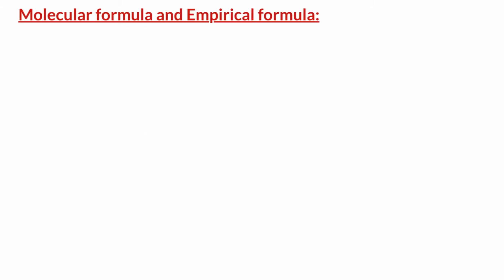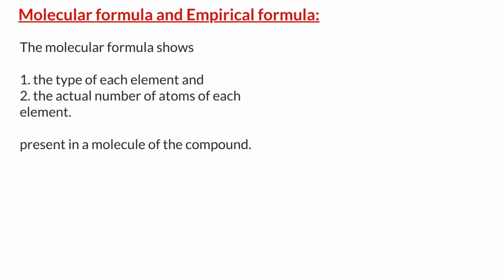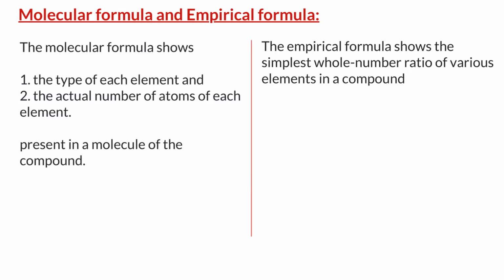We have already discussed what a molecular formula is. The molecular formula shows the type of each element and the actual number of atoms of each element present in a molecule of the compound. And the empirical formula shows the simplest whole number ratio of various elements in a compound. Let us discuss a few examples.